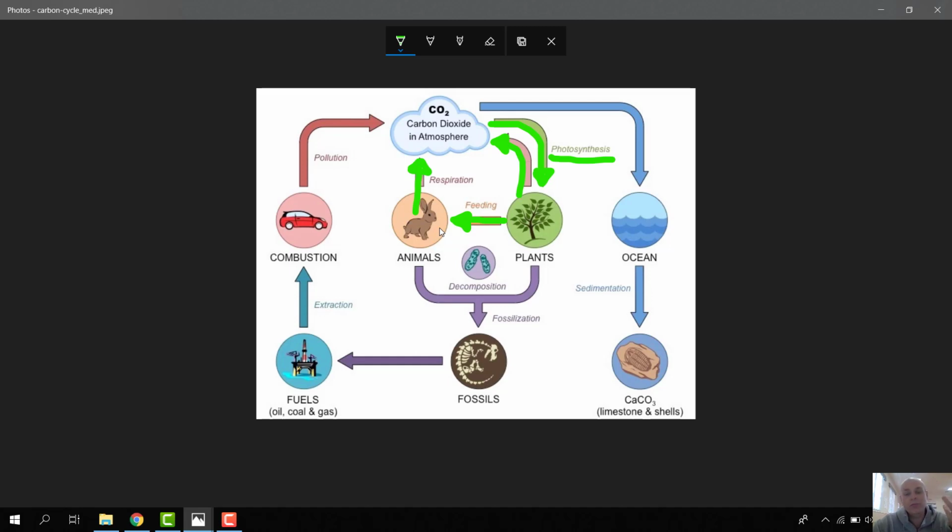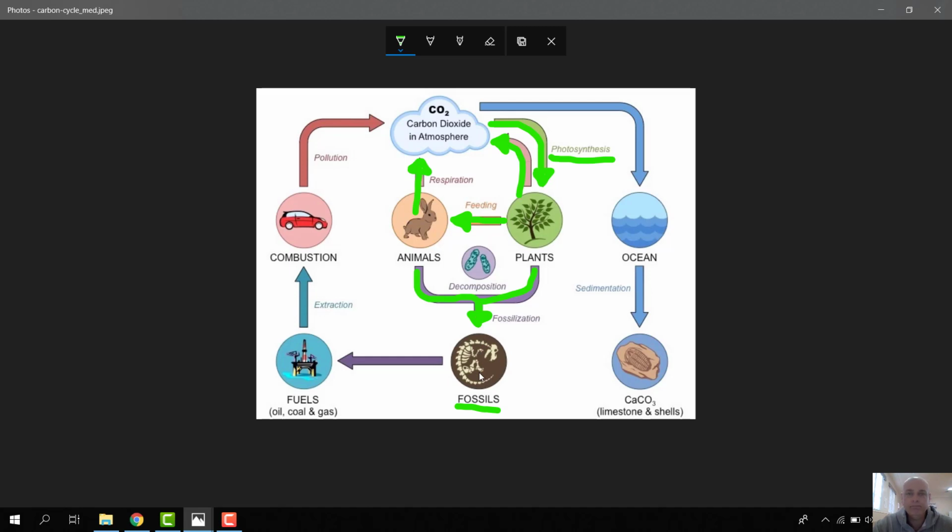We can see that there are some other things going on too. We haven't really highlighted them in this particular unit, but you see when animals die and decompose, and when plants die and decompose, the carbon that's found in their bodies can be put into fossils or put into the ground or the soil. This really should say more than fossils, right? This should also say soil, because that's where some of that stuff is going to end up.